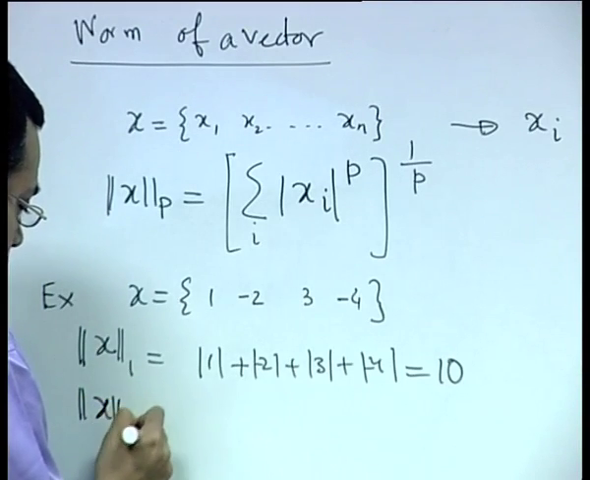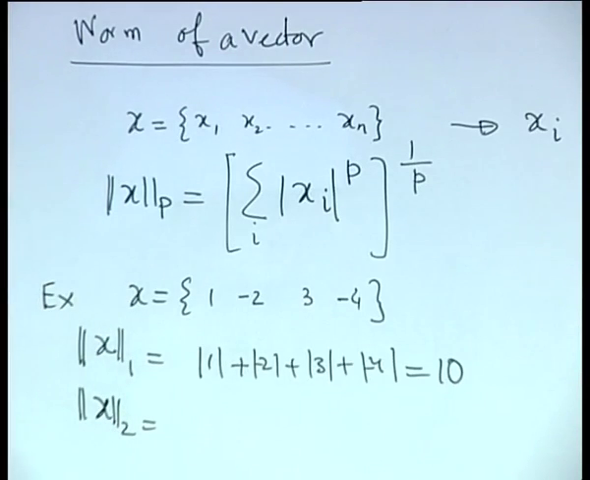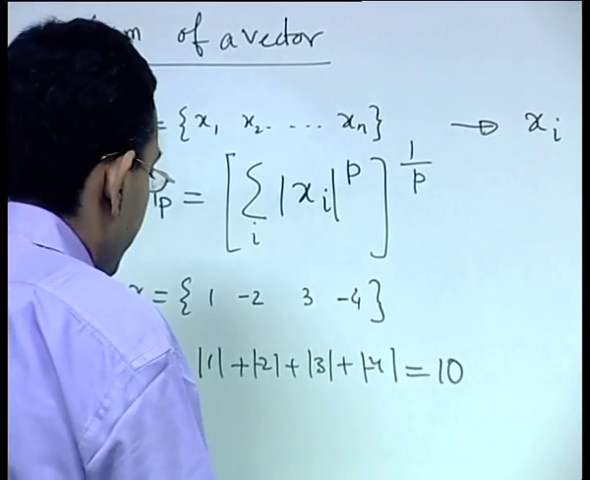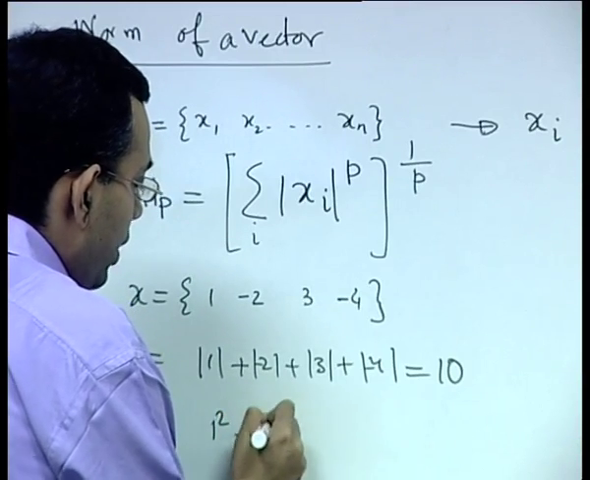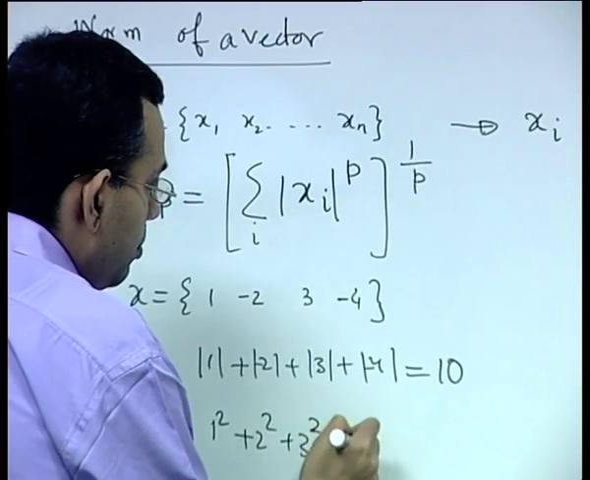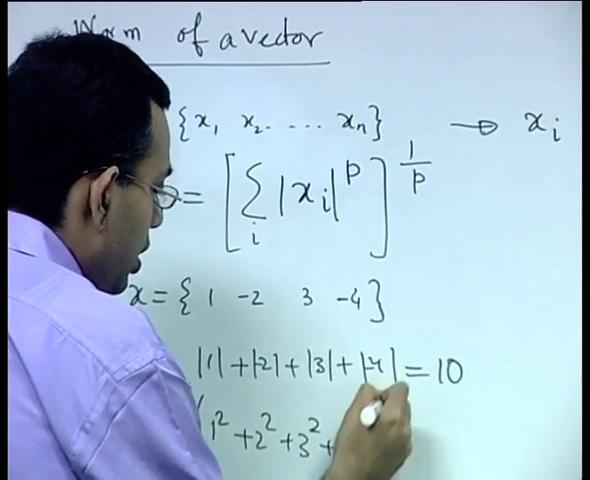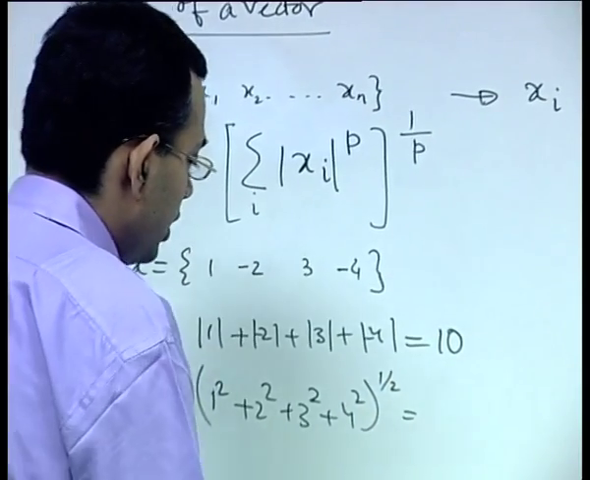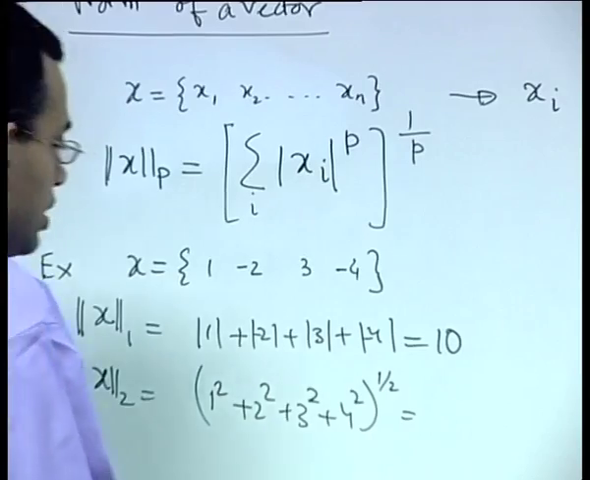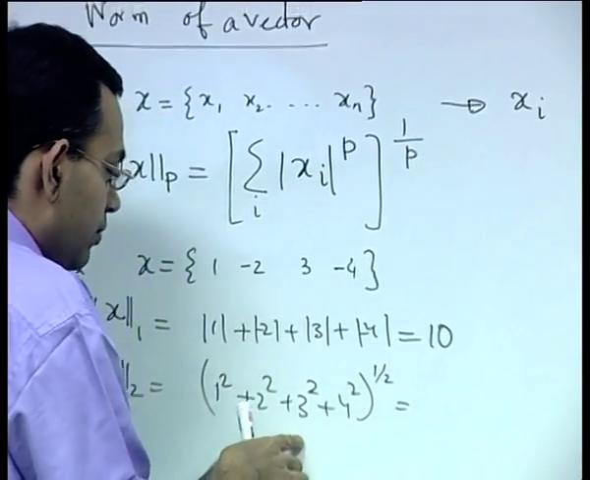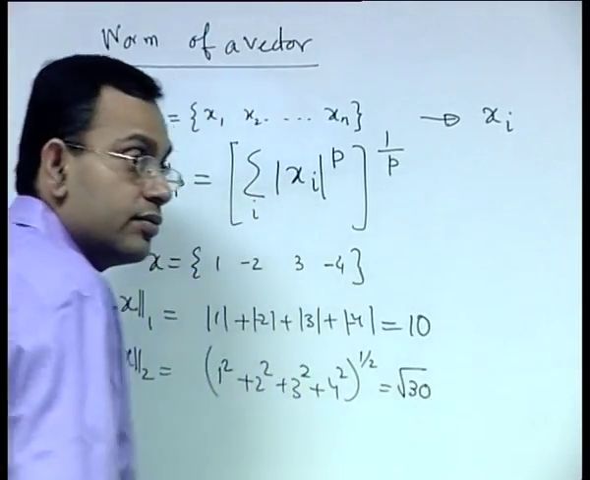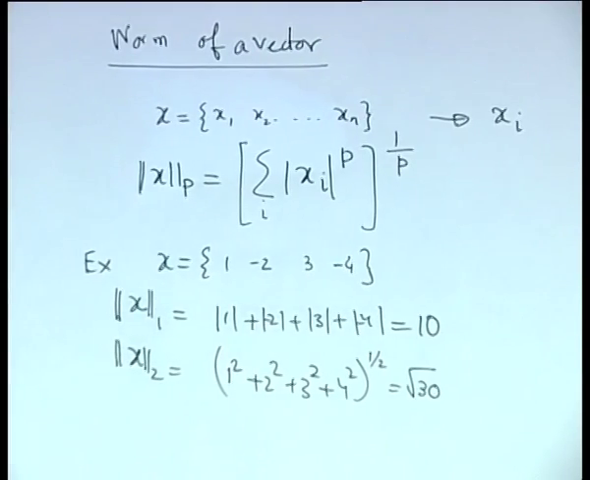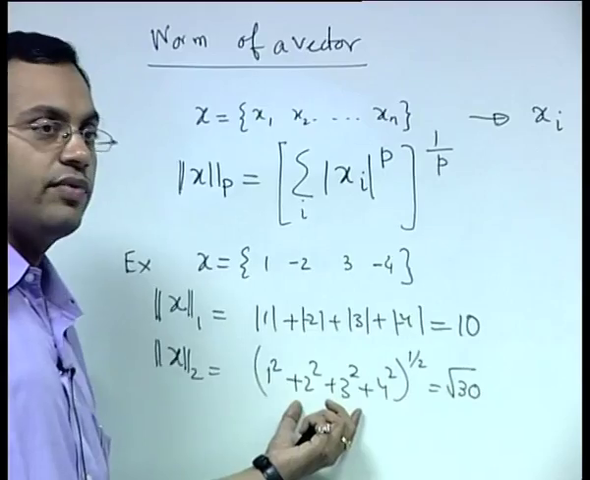Second norm, it is 1 square plus 2 square plus 3 square plus 4 square to the power of half. So, whatever it is, 16 plus 9 is 25, plus 4 is 29, plus 1 is 30. So, square root of 30. So, this is called the length of a vector.